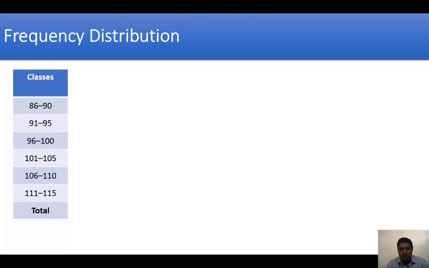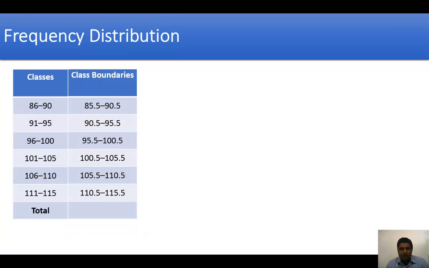And now the last step is to distribute your data. So your classes will look like this. The first class will start from 86 and it ends at 90. 86 is the lower limit and 90 is the upper limit, and you can see all the classes on your screen.